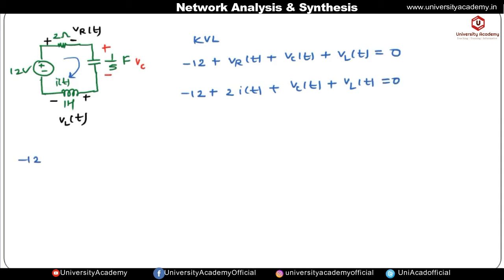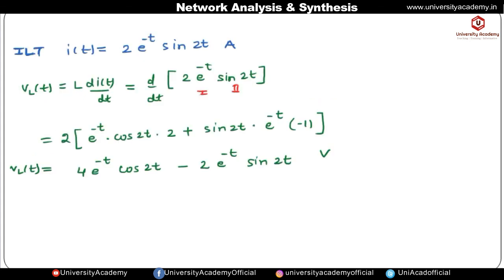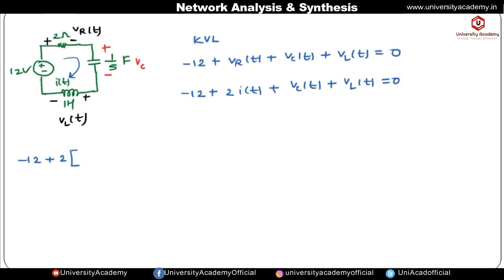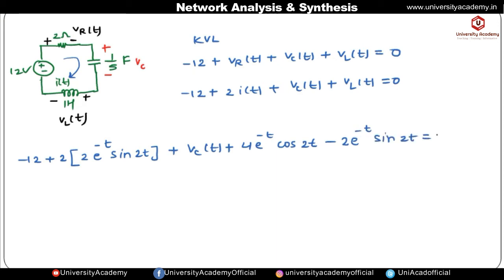So this is minus of 12 plus 2 into, so what is I of t, the current? I of t we have calculated. So I of t is 2 into e to the power minus of t into sine of 2t, and this is VC of t. And the voltage across the inductor we have already calculated, that is 4 into e to the power minus of t into cos of 2t minus of 2 into e to the power minus of t into sine of 2t. This will be equal to 0.